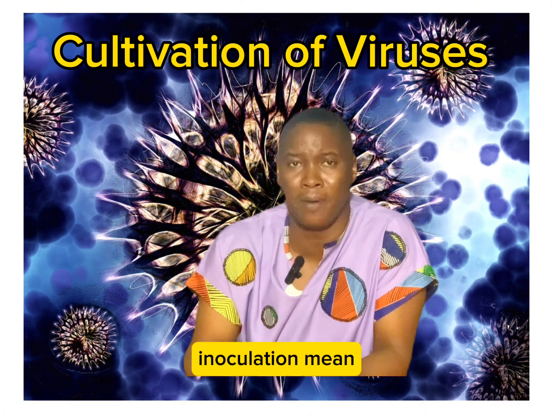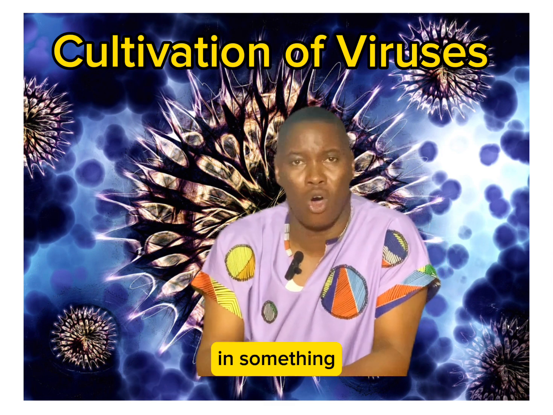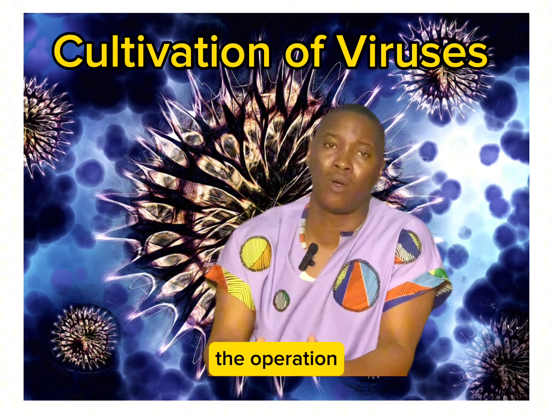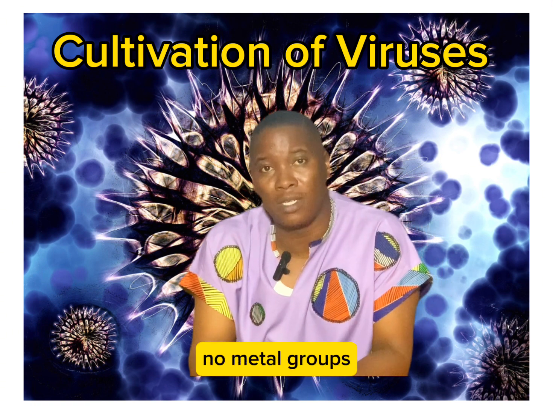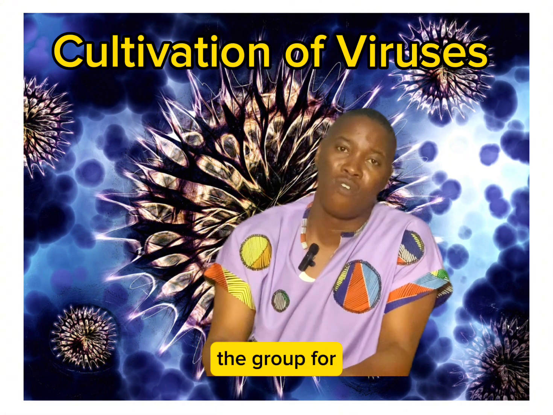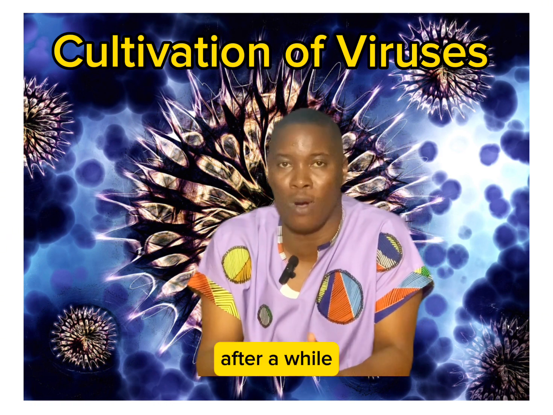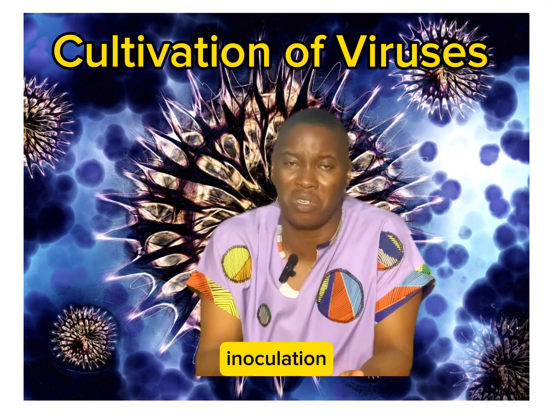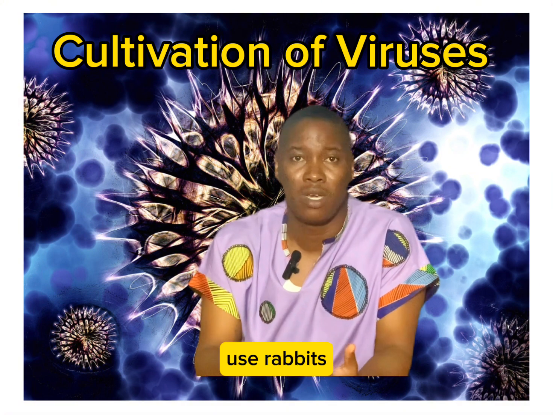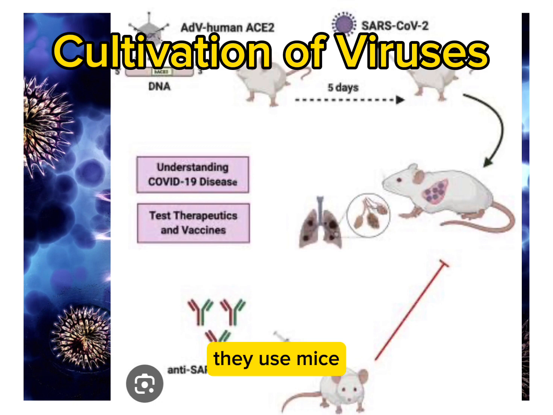And wetin inoculation mean? Inoculation na big word for science wey mean to inject something into something, or to take something, take a sample, come put am for somewhere make e dey grow. Na wetin inoculation be. So animal inoculation na method wey be say we will take virus, come inject am inside animal, make the virus dey grow for within the animal, dey replicate, so that we will get many copies of the virus after a while. Now, which animals we dey use for this inoculation? We fit use many primates, chimpanzees, monkeys. We fit use rabbits, we fit use mice, many different types of animals. But majorly for science, we dey use mice most of the time.